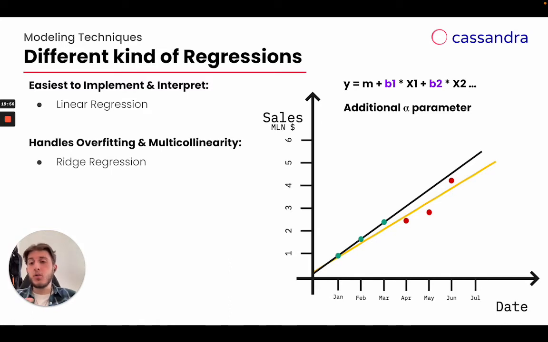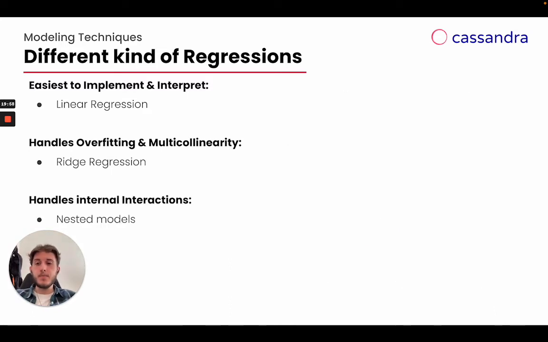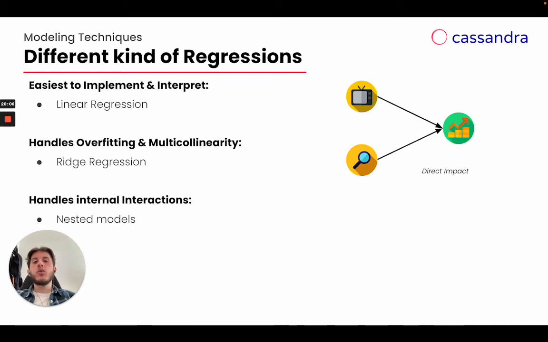Another thing that you may want to learn about is nested models, which are great to handle internal interactions between variables. And what does this mean? Okay, imagine you are doing your ads on TV and on search, like Google. Both of these are driving sales, having a direct impact. So you spend on TV, you drive sales. You spend on search, you drive sales.